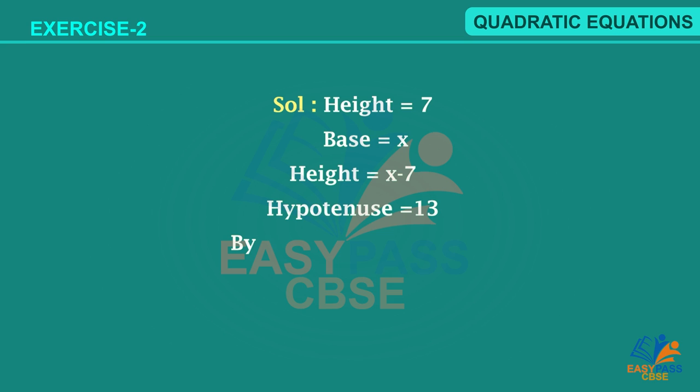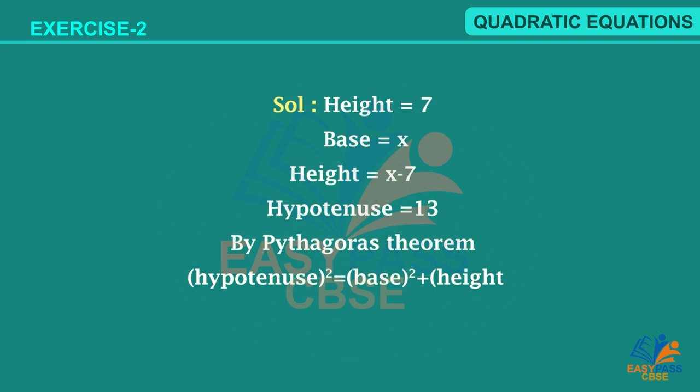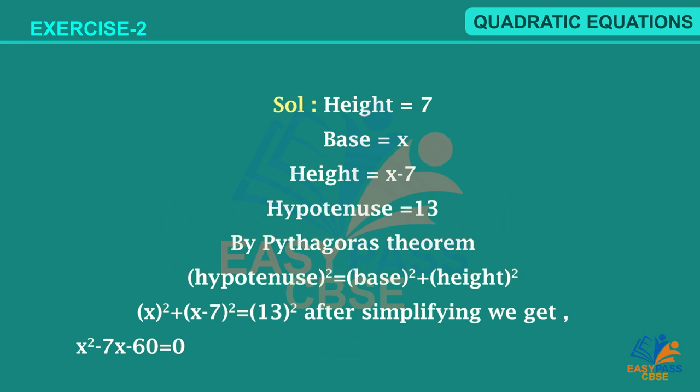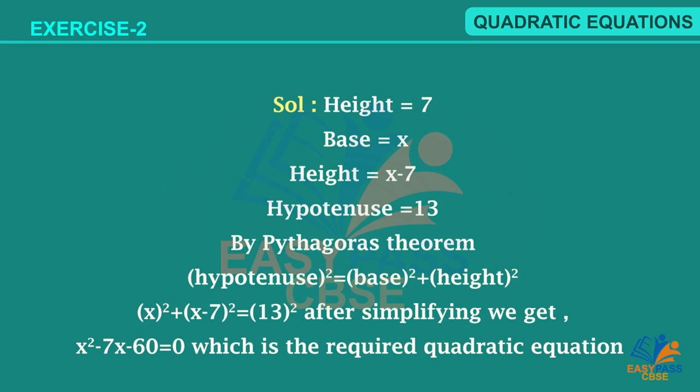Therefore, the sides are x and x minus 7 and the hypotenuse is 13. By the Pythagoras theorem, we have hypotenuse square is equal to base square plus height square. That is nothing but x square plus (x minus 7) whole square is equal to 13 square. After simplifying, you get x square minus 7x minus 60 is equal to 0, which is the required quadratic equation. The next question is a little bit higher level, the fifth question.